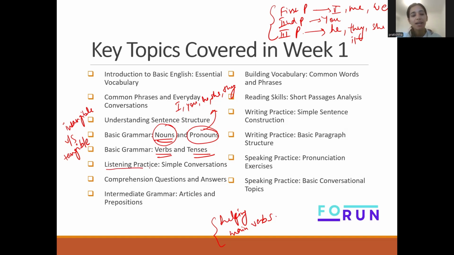Then we did some listening practice, right? We listened to some simple conversation. I think we listened to an audio, it was a long audio, and we had to guess the main idea, right? We also looked at inference, right? How to infer, how to find out the main idea, what to expect, so on and so forth.